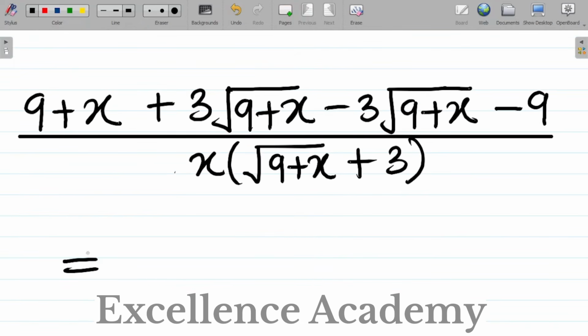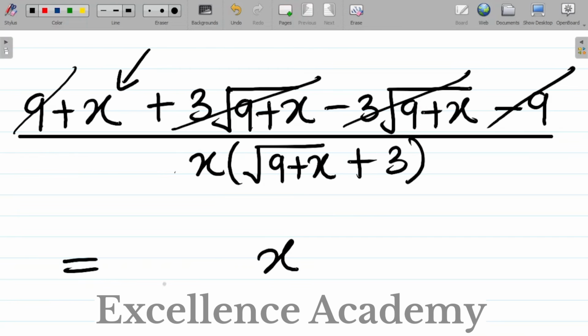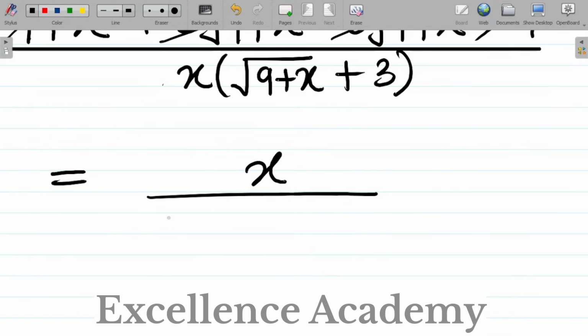Now this is equal to, proceeding, if I look at the numerator, I have plus 3 root 9 minus x. Then here I also have minus 3 root 9 minus x, the same term but of opposite sign. That means this will cancel this. The same term, opposite sign, will cancel out. Also, you can see a plus 9 and a minus 9. So plus 9 minus 9, same term, this will cancel, minus 9 is off. I'm left with what there? x. So in the numerator, I'm left with x all over, for the denominator, what do I have there? I have x into root 9 plus x, and then plus 3.